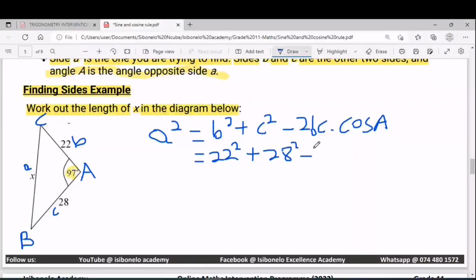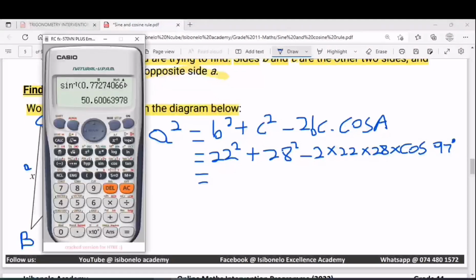Squared minus 2 times, uma ufaka ama-bracket, ufaka ama-bracket B is 22 times C 28 times cos of angle A. Leya dot isho ukuthi multiplication. Times cos i-angle A, it's 97. So cos 97 degrees. So ngishayela i-calculator.